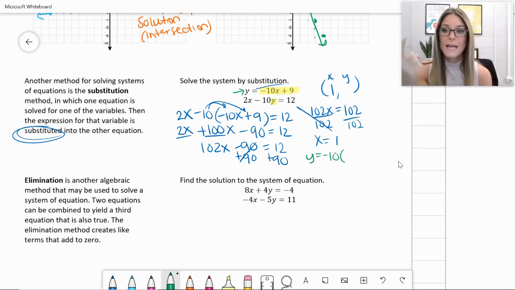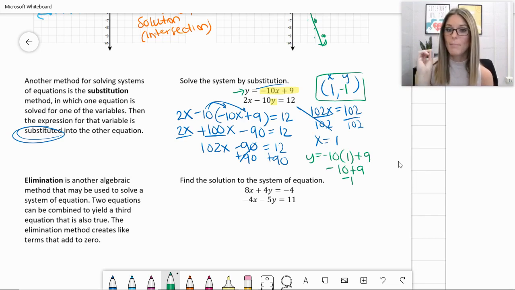Negative 10 times x. I just found that x is 1 plus 9. Y is equal to negative 10 plus 9, or negative 1. Using that top equation, we just found out what y was. It wasn't a huge deal. So that substitution, our final answer, the answer to this system, the ordered pair that both equations share, is 1, negative 1. If I plug in 1 for x, the y value would be negative 1 to make that equation true. Both of them. Yes?